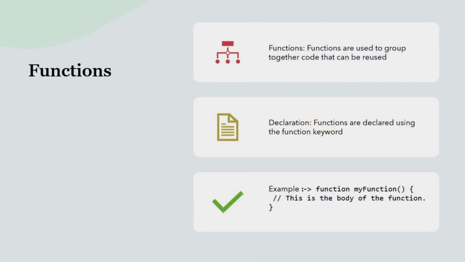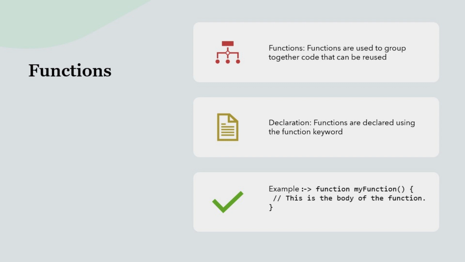Functions. Functions are an essential part of JavaScript. They allow you to group together code that can be reused. Functions are declared using the function keyword, followed by a name and a pair of parentheses. In this example, we declared a function called myFunction that takes no arguments. Inside the curly braces, you can write the code that you want the function to execute when it's called.